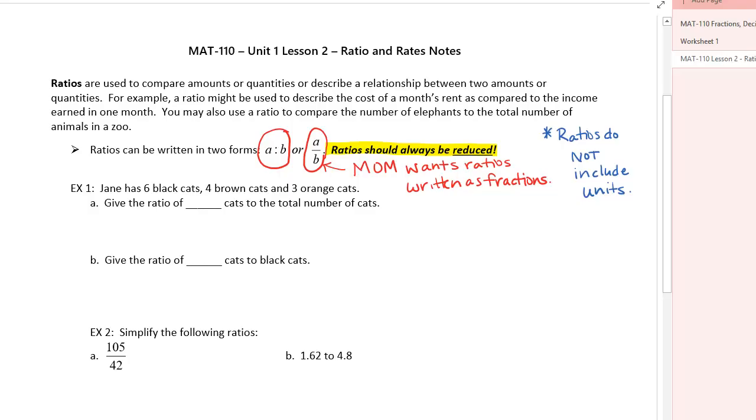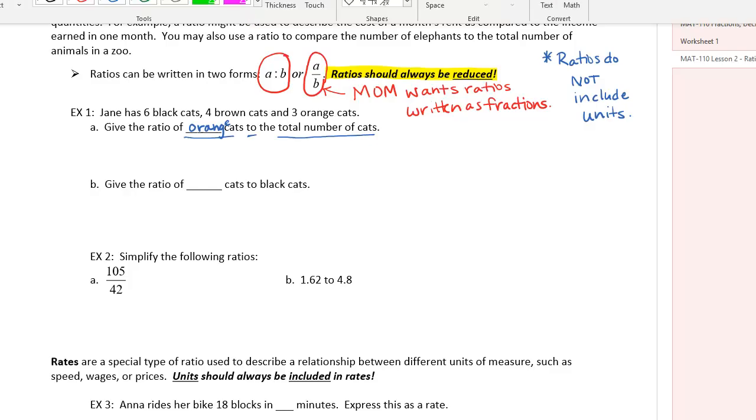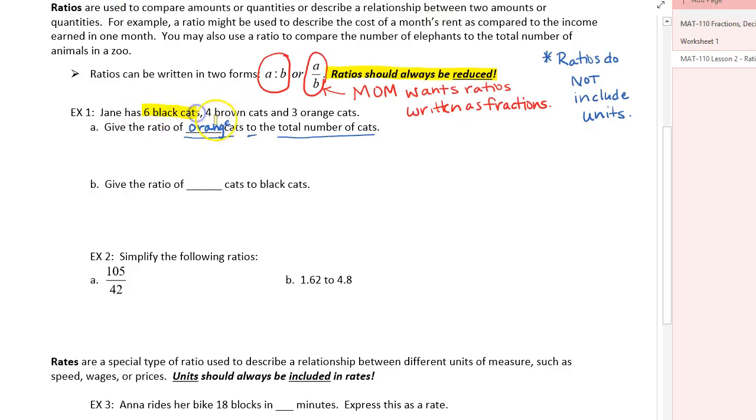All right, let's go to some examples. In example 1, we're asked to give the ratio of orange cats to the total number of cats. Sorry, I didn't leave myself enough room there. We're told that Jane has 6 black cats, 4 brown cats, and 3 orange cats.